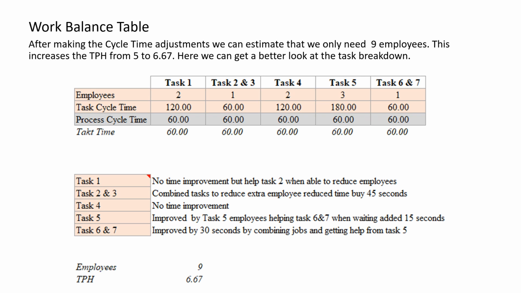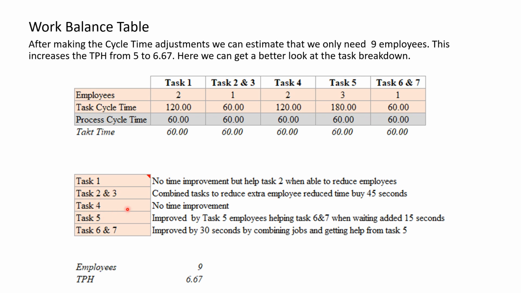Here is a better look at this breakdown. So task 1 needs 2 employees, 120 seconds, 60 seconds per takt time of 60 seconds. That's how we balanced it with our work balance table. And to give a little more insight to that, task 1, we didn't improve the time it took to do that, but we just added a little bit more responsibility that was from task 2, which is grabbing the bread. And then task 2 and 3 combine tasks to reduce an extra employee, reducing the time by 45 seconds.